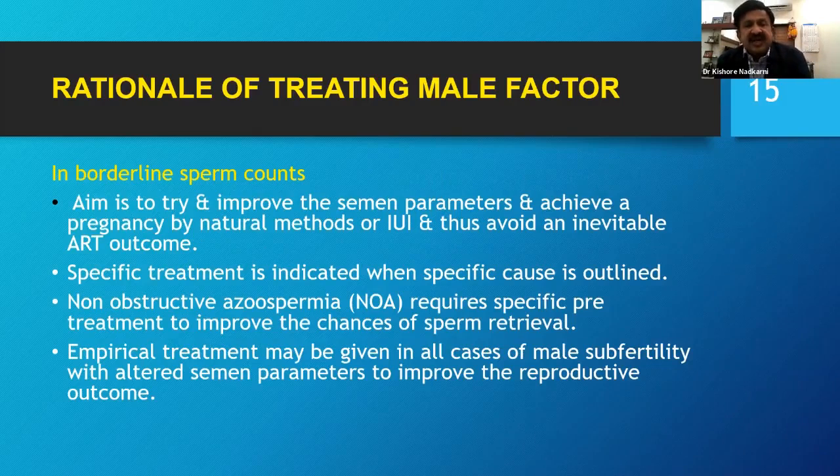Specific treatment is indicated when the specific cause is known and outlined. Non-obstructive azoospermia requires specific pre-treatment to improve chances of sperm retrieval. We now have nearly 75 such cases which we have put on treatment. Empirical treatment is given in all other cases of male subfertility with altered semen parameters to improve the reproductive outcome.